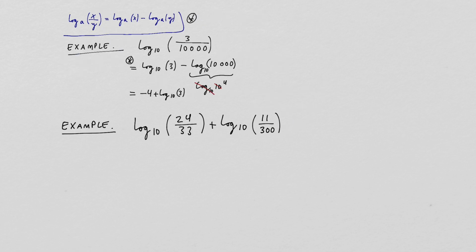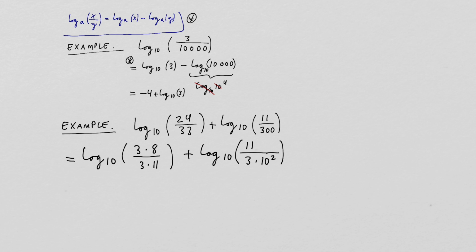We can now solve the previous problem in a different way. We can factor the numerator and denominator here. For example, in this way. Here we can cancel out the 3's already.